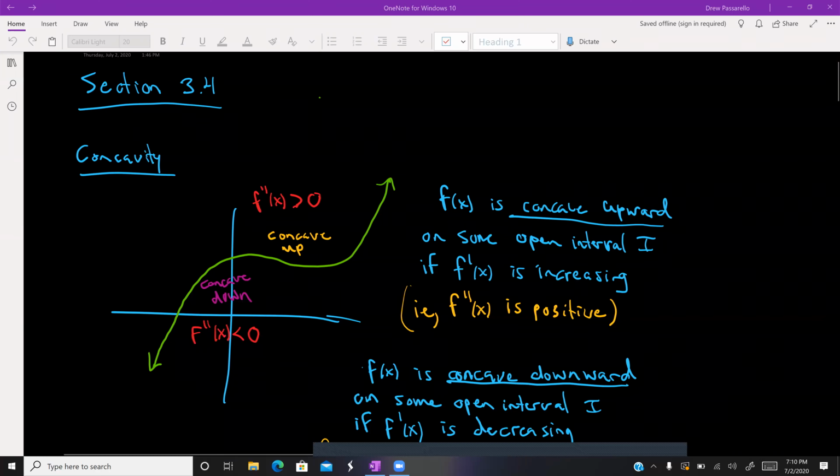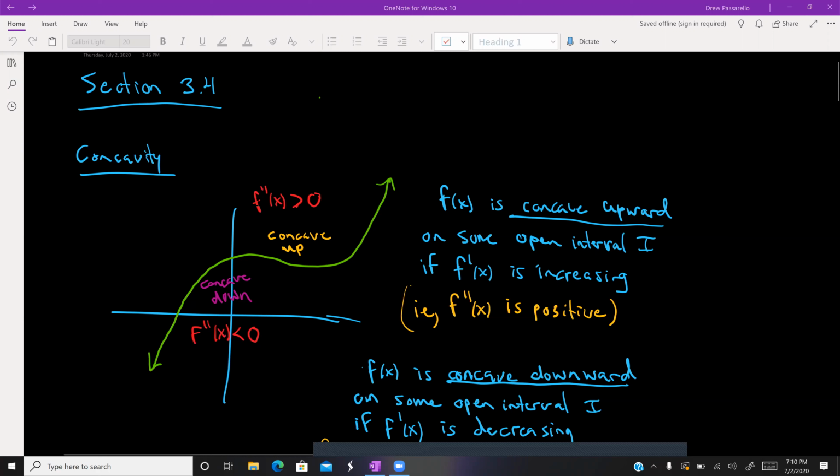You'll notice for this first portion, I have the words concave down. It's got this hump, and it's essentially opening downward, and that's called concave down. And then the second portion, it's opening upward, and that's called concave up.